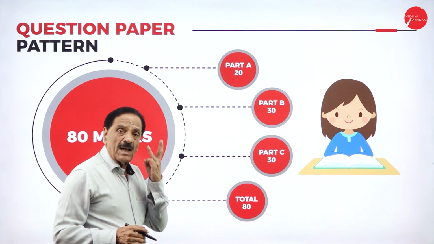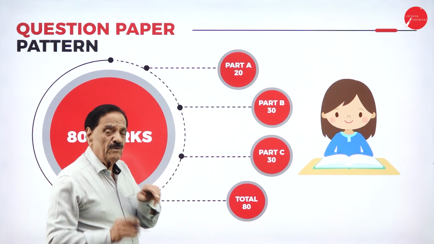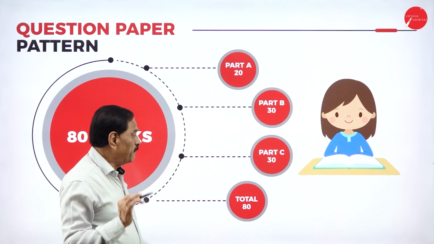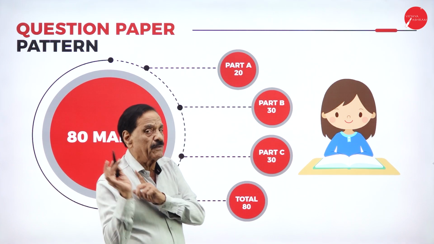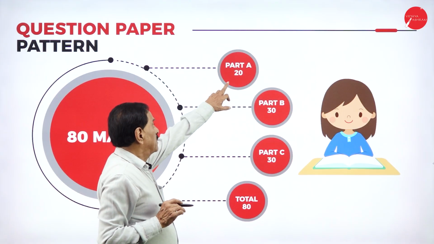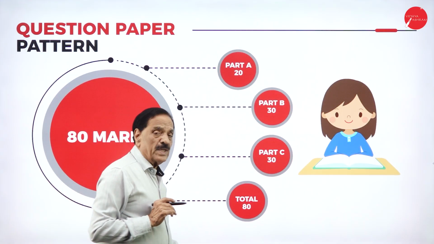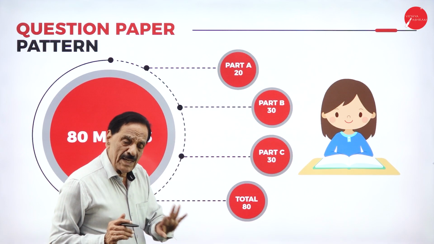Part C, we'll ask 3 questions. You have to answer any 2. Each question carries 15 marks. 15 into 2 is 30, totally 80 marks. 20 is your internal. We'll repeat. Section A, Section B, Section C. There are 3 sections.